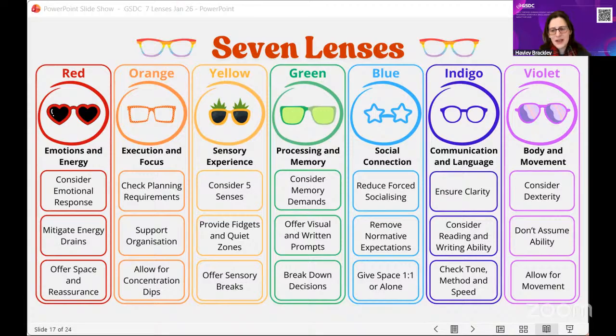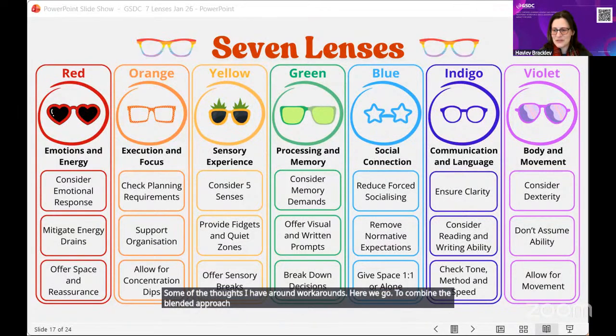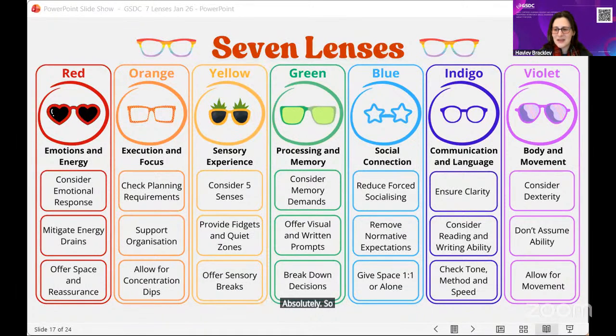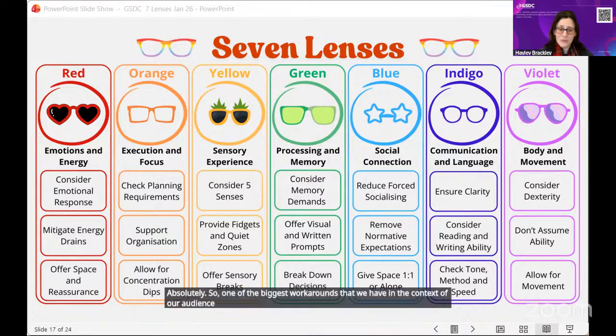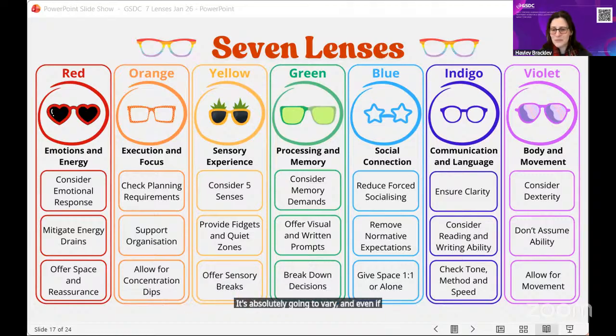Some of the thoughts I have around workarounds. Here we go. To combine a blended approach like pre-work notes, during program media and post-work. Yes, absolutely. So one of the biggest workarounds that we have is that the context of our audience is going to vary. And it's absolutely going to vary. Even if we have the same group, we may have somebody who didn't sleep the night before one session that we have with them. And that has an impact. We may have somebody who is really stressed and that has an impact.